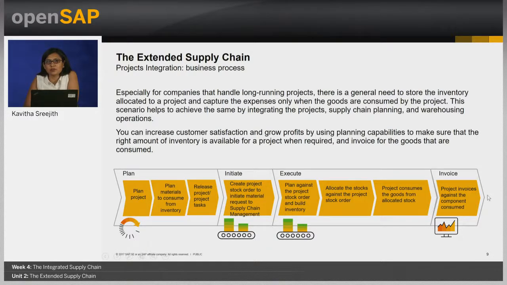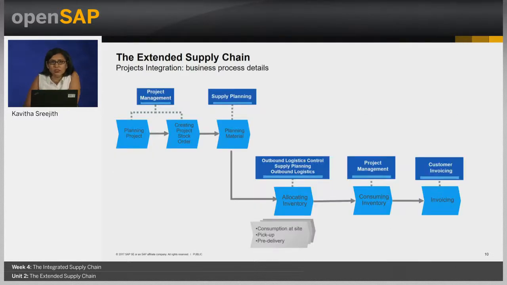In the invoicing business process step, the quantities consumed against a project stock order can be invoiced in two ways: by creating the project invoice request manually or automatically. The picture here just shows all that we discussed, but in a more detailed manner. As you can see from the process steps, there is a tight and seamless integration between the project and the supply chain planning, which ensures a smooth handover of requirements and inventory building for requests coming out of the projects.